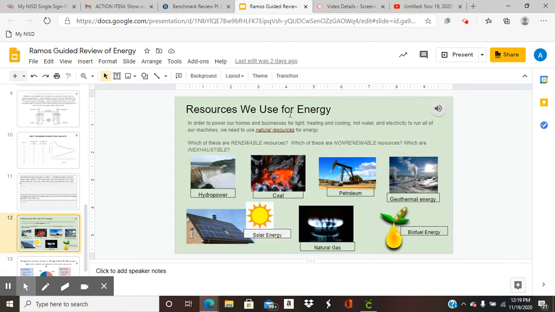Resources we use for energy. In order to power our homes and businesses for light, heating, and cooling, hot water, and electricity to run all of our machines, we need to use natural resources for energy. Which of these are renewable resources? Which of these are non-renewable resources? Okay. So you are going to pick which ones are renewable, which ones are non-renewable.